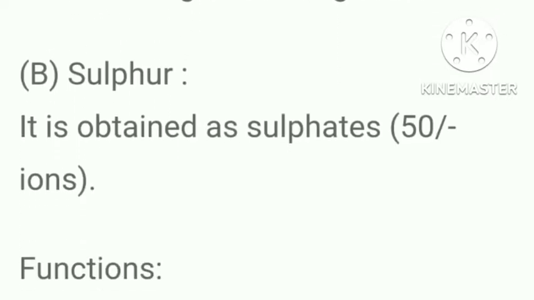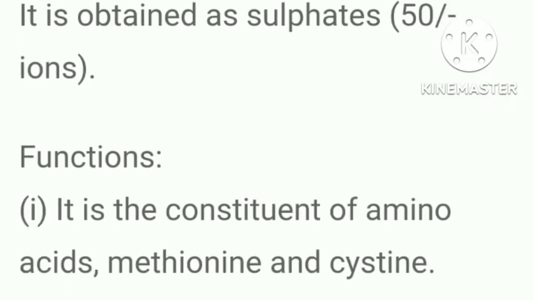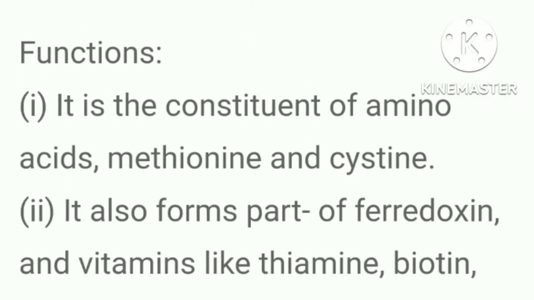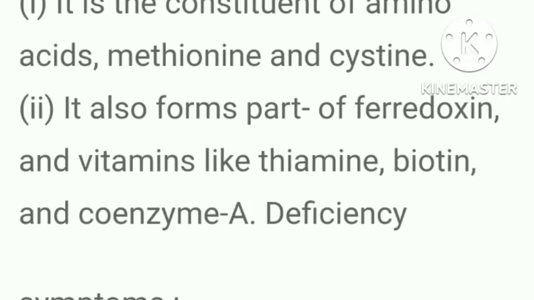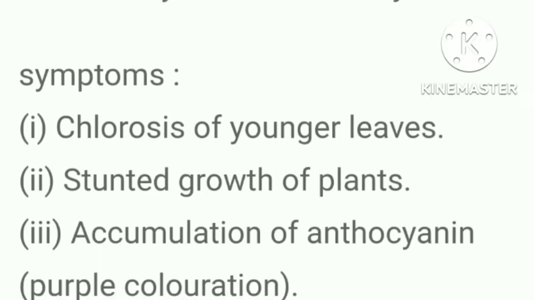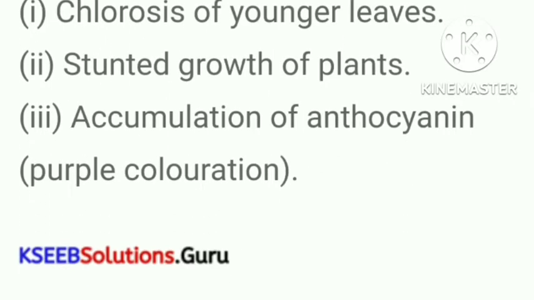Next, sulfur. It is obtained as sulfate SO4 2- ions. Function, it is a constituent of the amino acids methionine and cysteine. It also forms part of ferredoxin and vitamins like thiamine, biotin and coenzyme A. Deficiency symptoms, chlorosis of younger leaves, stunted growth of plants, accumulation of anthocyanin, purple coloration.